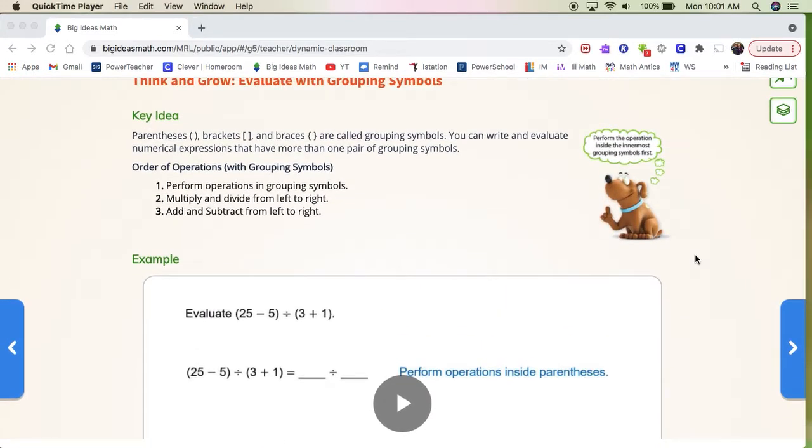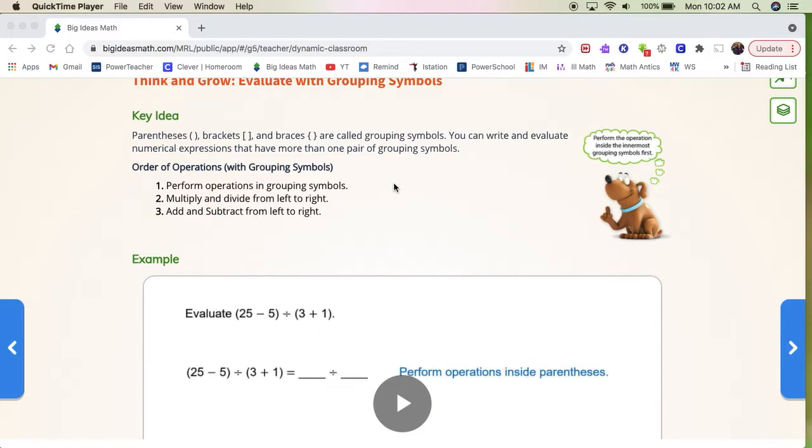Alright, so the key idea that we're going to be dealing with in this lesson is grouping symbols. So we have parentheses, we have brackets, and we have braces. You notice here in your book they show you what each of these looks like. These are called grouping symbols. And so you can write and evaluate numerical expressions that have more than one pair of grouping symbols. So in your expression, you might have parentheses and brackets, or maybe parentheses, brackets, and braces.